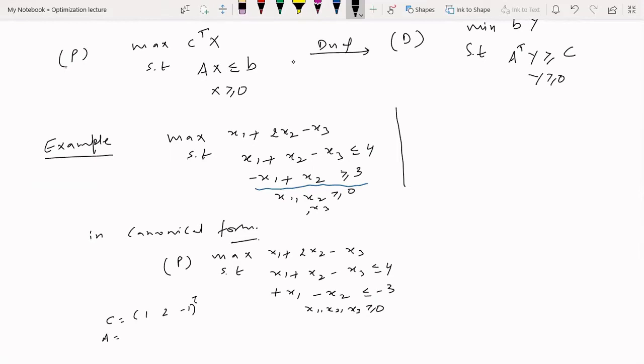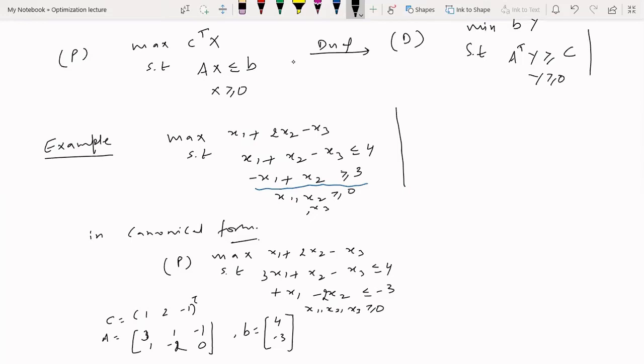A matrix is 1, 1, minus 1, 1, minus 1, 0. I take this as 2, and this as 3, just to get rid of these ones. So 3, and this is minus 2, 0. And my right hand side matrix B is again a column vector. It's 4, minus 3. So the dual of the problem is written here.